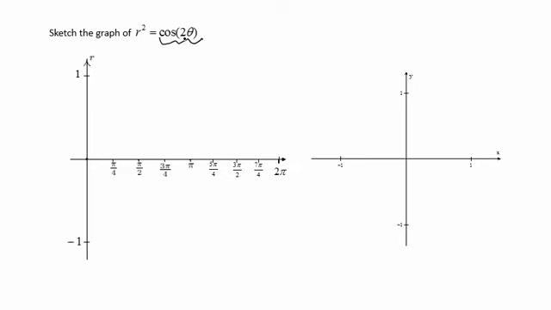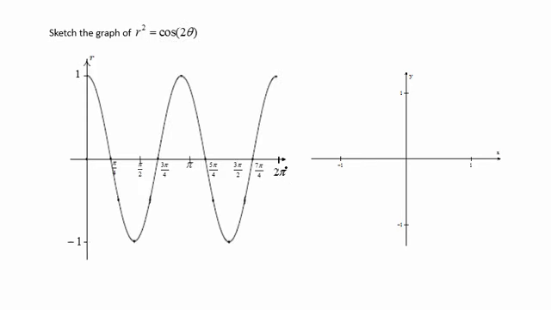In the theta r plane, cosine of 2 theta would be a trig function with a period given by 2 pi divided by b. Or in this case, 2 pi divided by 2, which is just pi. So the period to see one cycle of the cosine function is just pi. So on the interval 0 to 2 pi, we'll see 2 cycles of the cosine function. And our graph will look something like this.